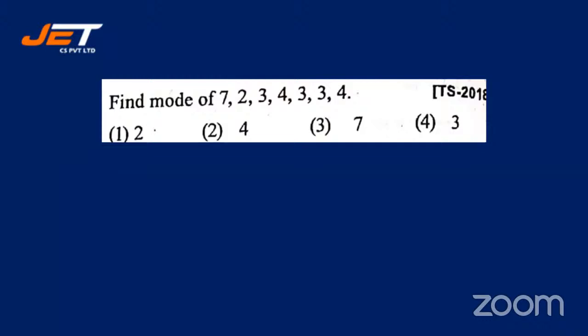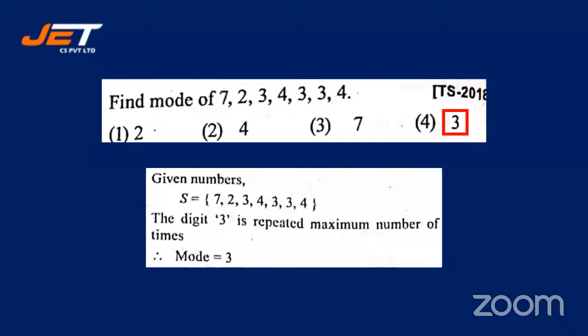Find the mode of 7, 2, 3, 4, 3, 3, 4. So I've already told you, mode is something which is repeated. So the repeated or the maximum time, that particular number is supposed to be the mode. So here it is very easy and it is none other than 3, because 3 is repeated. All right. Yes. So you can see the key.